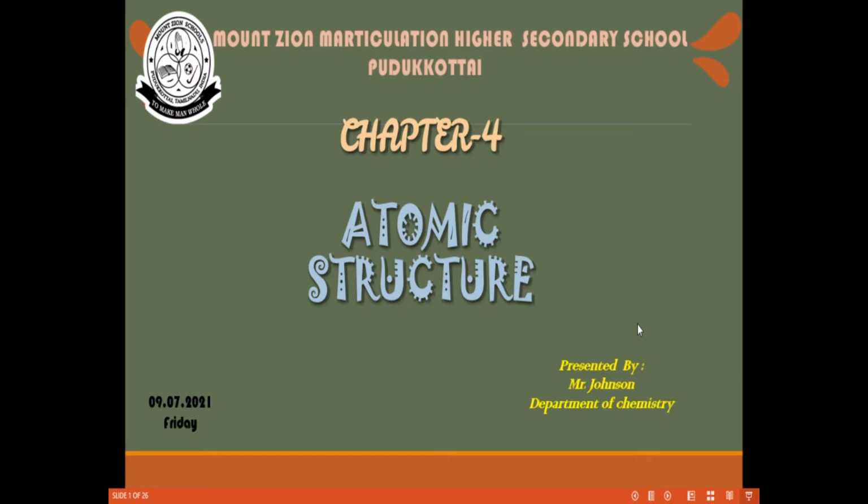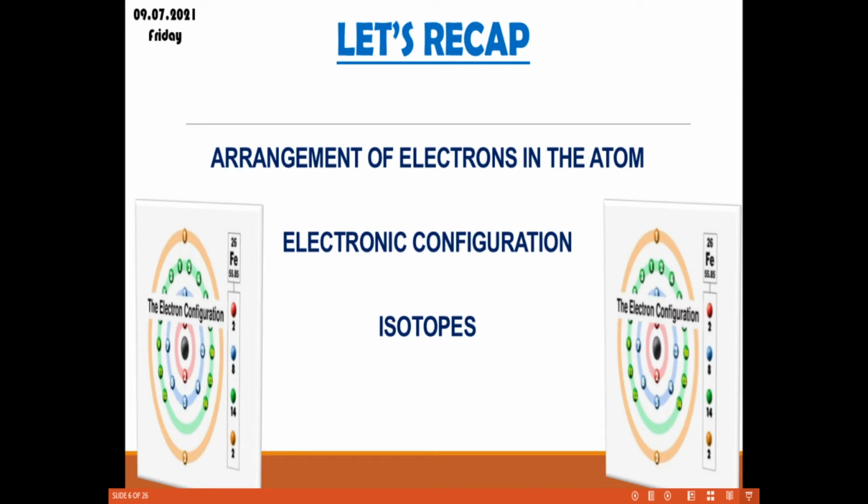So today in class we are going to talk about atomic structure, chapter 4. Last class we discussed the arrangement of electrons in the atom, then electronic configuration, and then isotopes. First, what is meant by isotopes? Atoms of the same element having the same atomic number but different mass number are called isotopes.